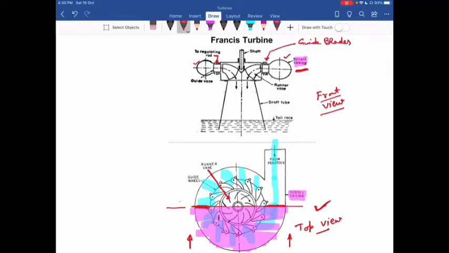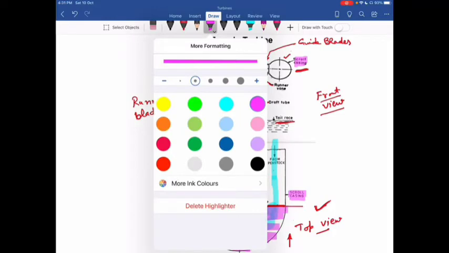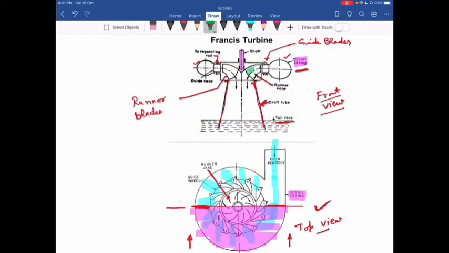And then I have the runner blades. So here I have the runner blades. This is also the runner blades or runner vanes. And then water goes to the outlet. So at the outlet you can see I have the draft tube. So through the draft tube the water goes to the tail race. Then this shaft of the turbine is connected to the runner blades.